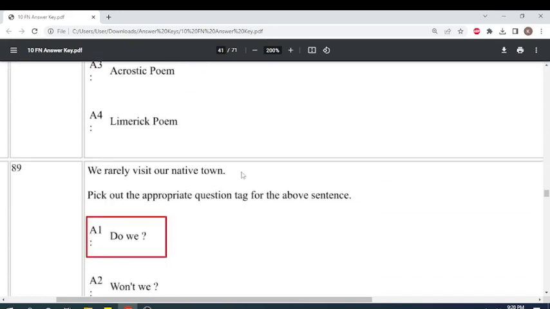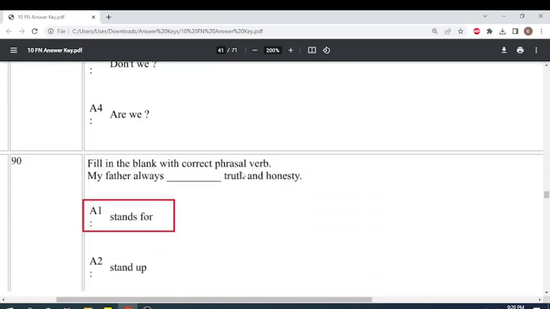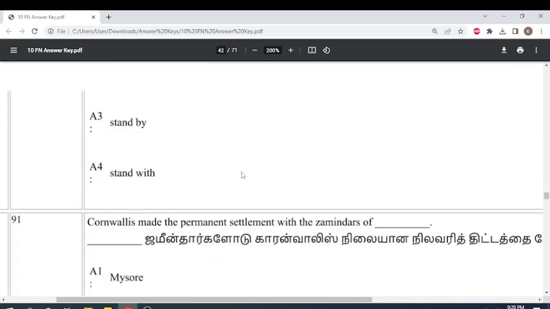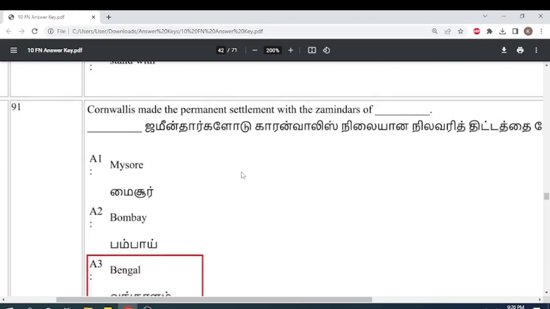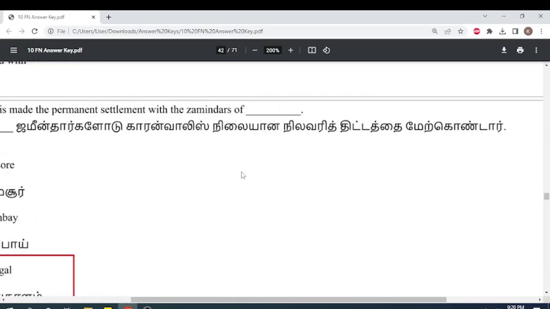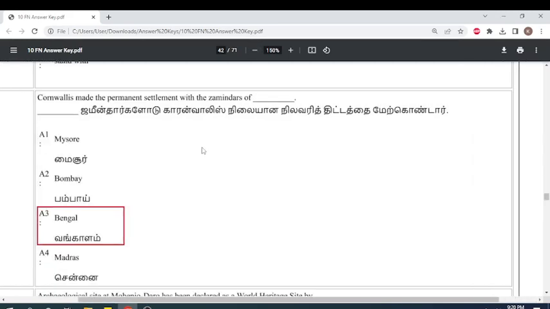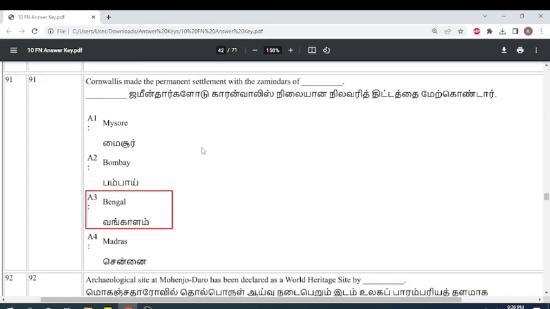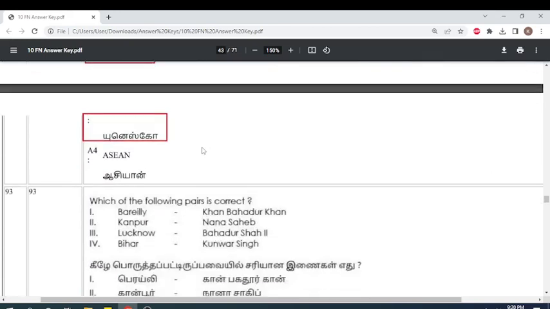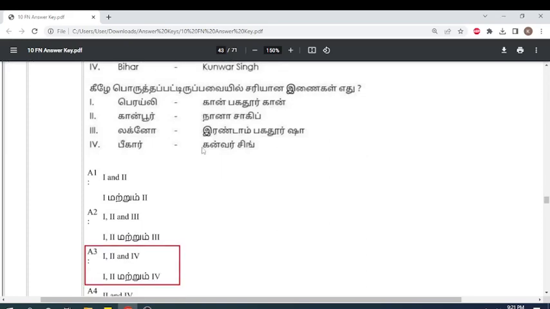89 question answer A1. 90 question answer A1. 91 question answer A3. 92 question answer A3. 93 question answer A3.